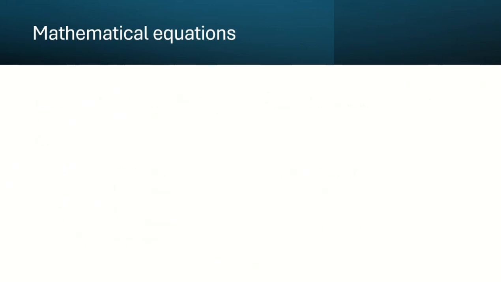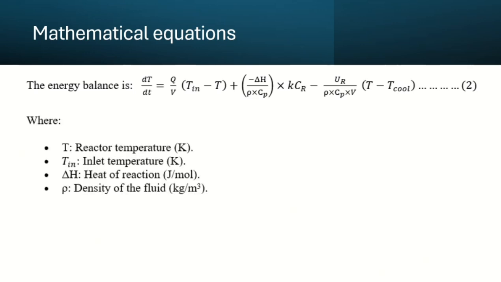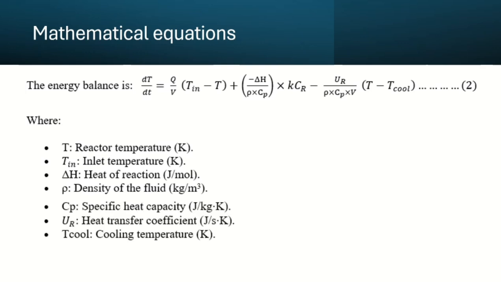And then we have the second equation, which is the energy balance. It is expressed as this long equation where T is the reactor temperature, T in is inlet temperature, and delta H is heat of reaction. Rho is the density of the fluid, Cp is specific heat capacity, UA is the heat transfer coefficient, and finally Tco is the cooling temperature. This energy balance equation helps us to determine the steady state temperature of the reactor. Since temperature influences the reaction rate, it directly affects the material balance, making the two balances coupled.